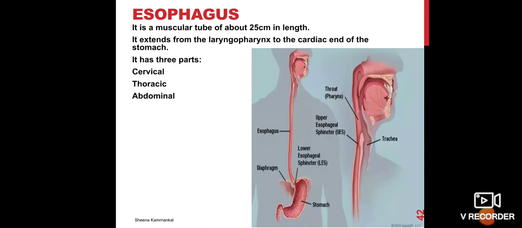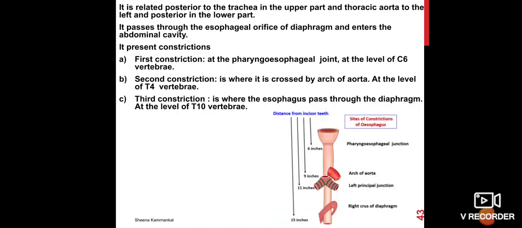Total length is 25 centimeters. It is related posterior to the trachea in the upper part, to the left of the thoracic aorta, and posterior in the lower part. That means just in front of the vertebral column, you can identify the pharynx and its continuation, the esophagus. In front of the pharynx and esophagus, there lies the trachea. So the two tubes which are very close to the vertebral column are the trachea and esophagus.